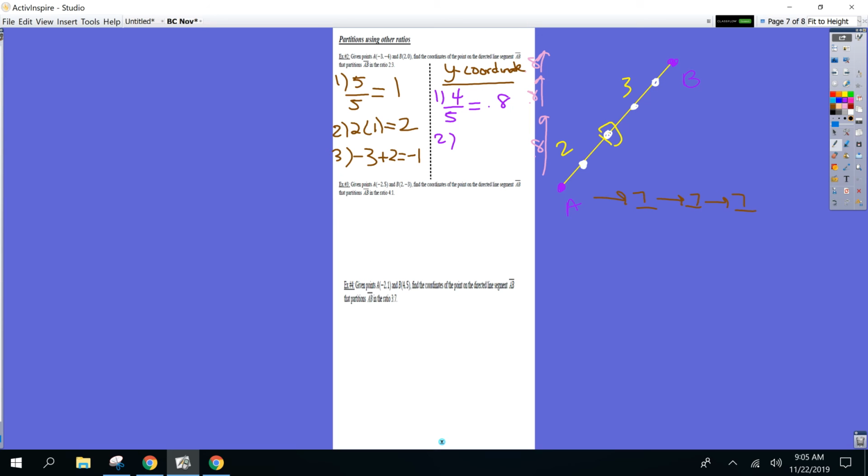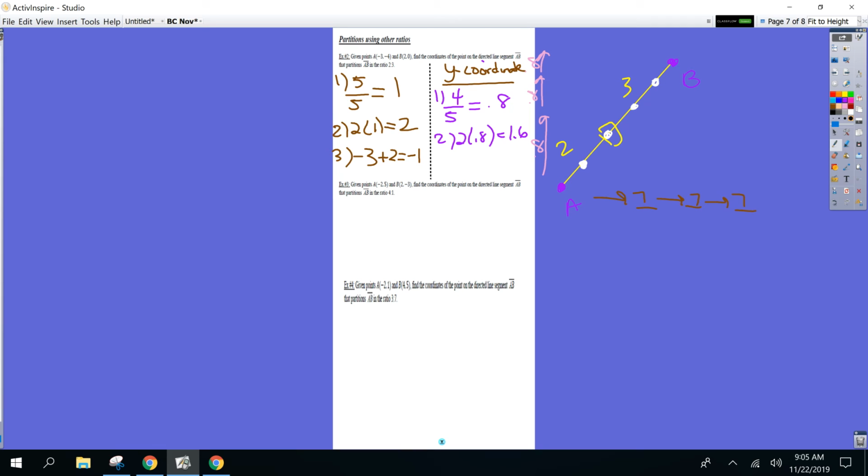Okay, how many times do I have to go 0.8 though to get to my partition point? 2, so 2 times 0.8, or 0.8 plus 0.8, total of 1.6. What do you mean 3? Why isn't it 3? It would be 3 if I started from point B. Okay, and this is good directions too. See how it says directed line segment AB? That means A to B. If I went B to A, yes, you'd multiply it by 3 instead.